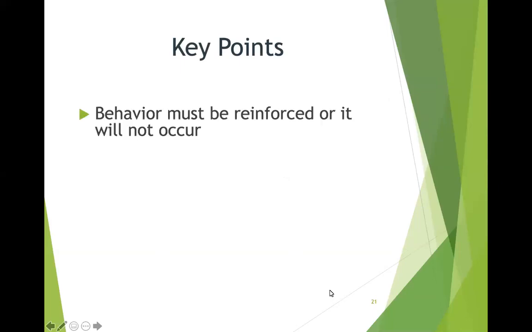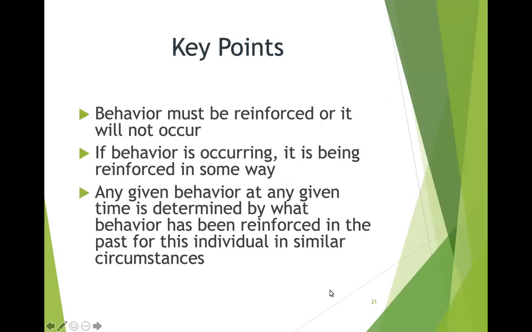So let's look at a couple key points here. So we want to make sure that we are reinforcing behavior or it will not occur. If behavior is occurring, we want to make sure it's being reinforced in some way. Any given behavior at any given time is determined by what behavior has been reinforced in the past for this individual in similar circumstances. So we want to focus on modifying those antecedents first.